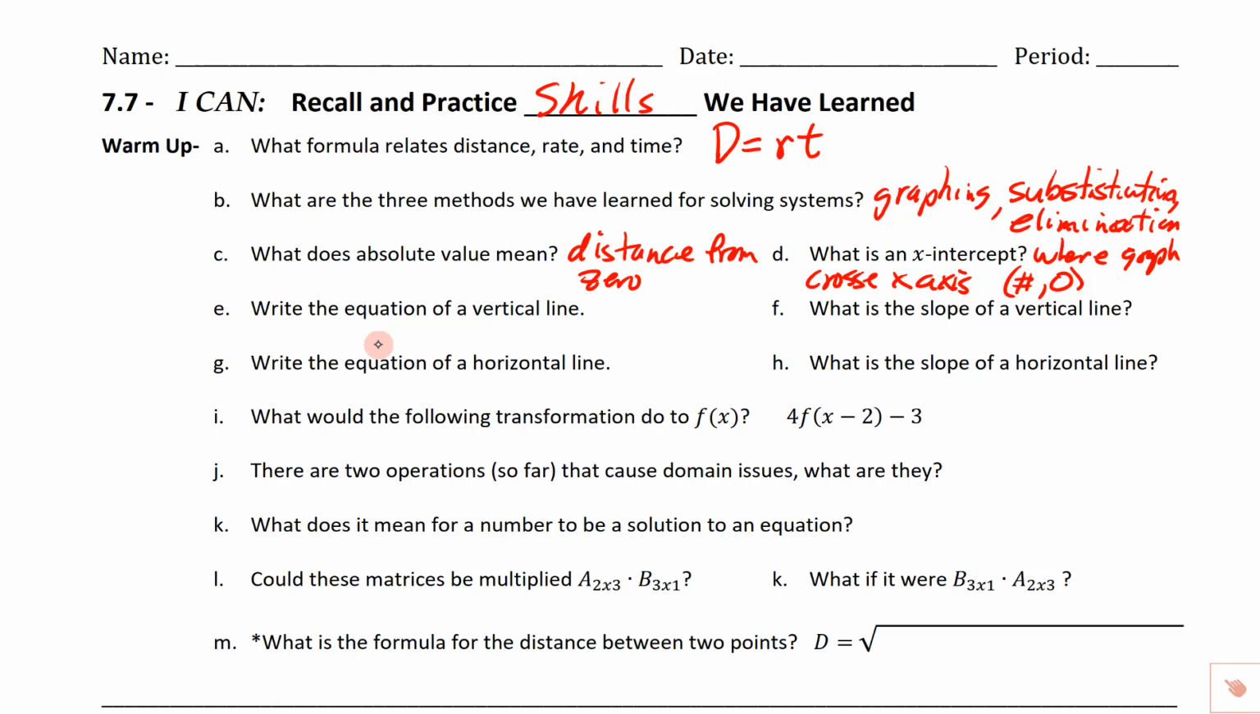Okay, write the equation of a vertical line. Let's see, vertical line, that's straight up and down. So that's going to be x equals a number. Right next to it down below here, it says write the equation of a horizontal line. So that's going to be y equals a number.